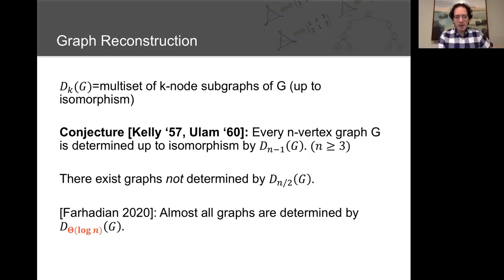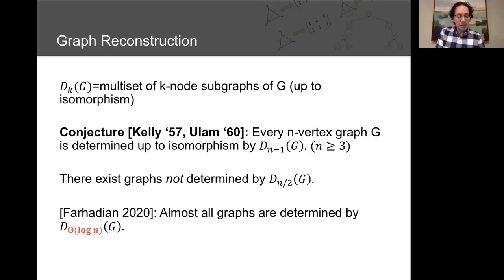We do know things like there are pairs of graphs that are not isomorphic, but if you look at their n/2 size subgraphs, so only half the graph, they look the same, right? So if I count for each n/2 size subgraph how many times it appears, it's the same in G as it is in H for every possible n/2 size subgraph, and yet G and H are different. So we know that if you want to nail down G exactly, you need more than n/2. And the conjecture is that it's somewhere between n/2 and n-1.